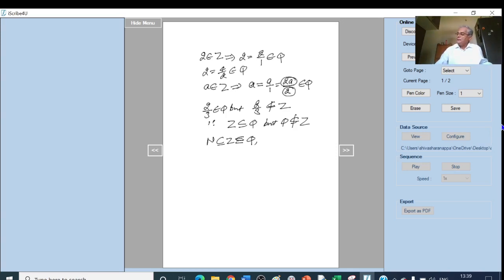Q means it is a set of rational numbers, therefore it is a real number. Therefore, this is again a subset of the real numbers. So 2 by 3 is a real number. 2 by 3 belongs to Q, and this 2 by 3 is a real number. This belongs to R. That is, R is the set consisting of both rationals and irrationals. Therefore, we write Q is a subset of R.